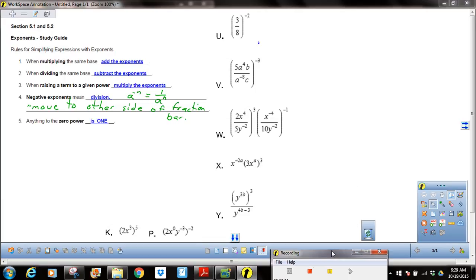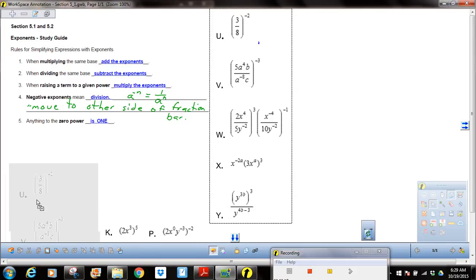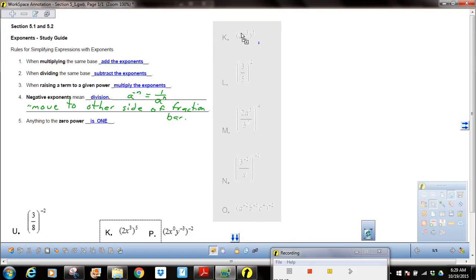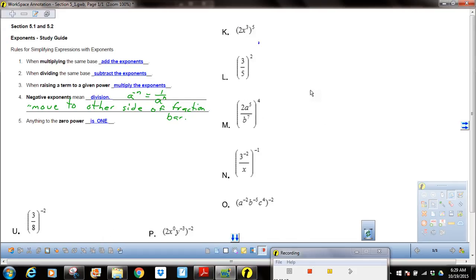Alright, this is part 3 of the section 5.1, 5.2 study guide. We're starting on K of example 2. We're still doing raising a term to a power.